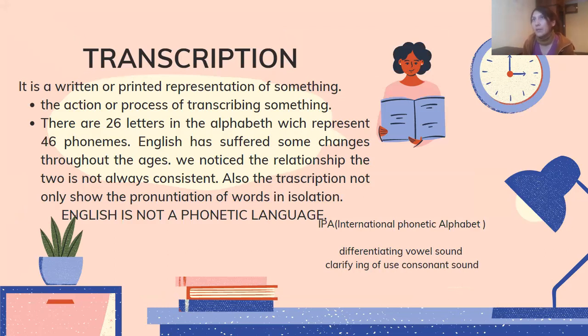We have 26 letters in the alphabet, which represent 44 phonemes. English in time has suffered some changes throughout the ages. We notice the relationship between the two is not always consistent. Also, transcription not only shows the pronunciation of words in isolation. English is not only a phonetic language, as you can see, it's very different. It consists of showing modifications that words suffer when we use connected speech or fast speech.